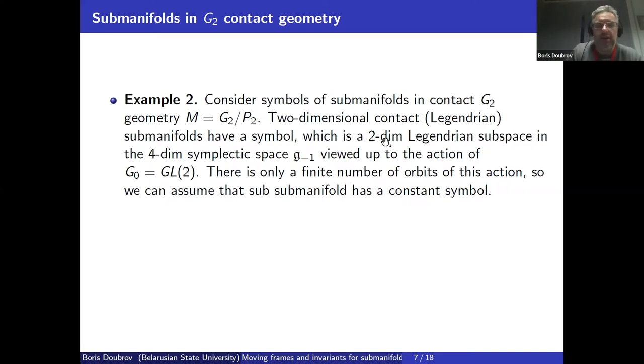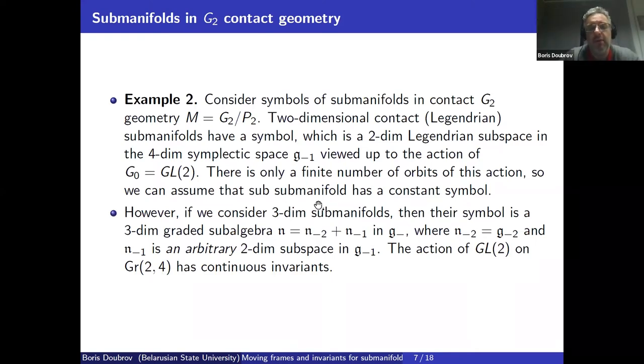However, if you go to three-dimensional submanifolds, then their symbol will already be a three-dimensional graded subalgebra. There is no way they could be contact, because the maximal dimension of contact submanifolds is two in this case. So they would not be contact. They would inherit their own filtration from the contact manifold. Their symbol will be a three-dimensional graded subalgebra sitting in both degrees minus one and minus two, where n minus two is the same as g minus two. So g minus two, I recall, is one dimensional in this case. So n minus two will also be one dimensional.